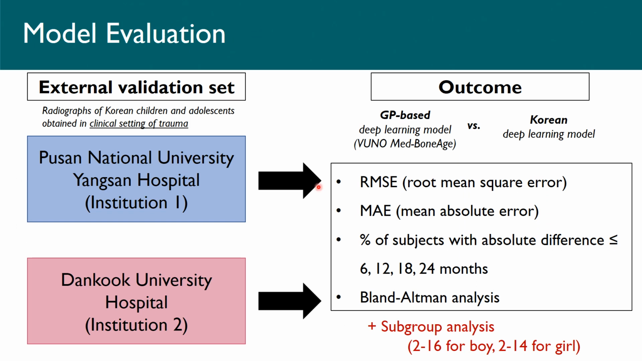To test its feasibility, the accuracy of our model was compared with that of the GP-based deep learning model in two separate external validation sets. Parameters including root mean square error and mean absolute error were used for the comparison. We also performed Bland-Altman analysis. And in addition, we performed subgroup analysis restricting subject age to minimize potential inaccuracy at the extreme ends of age.